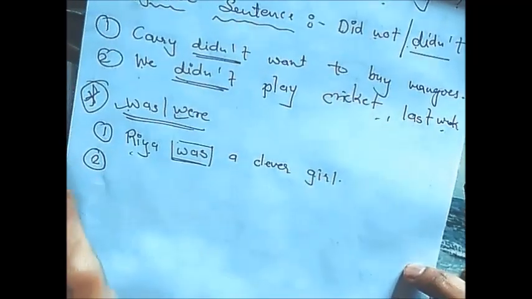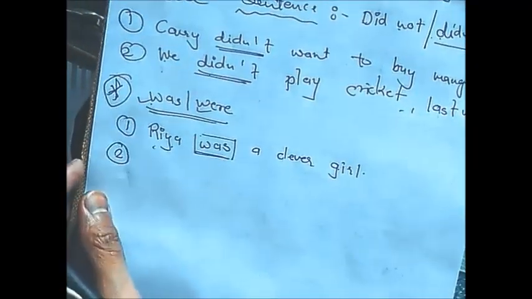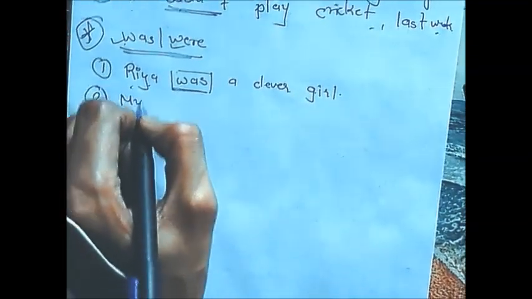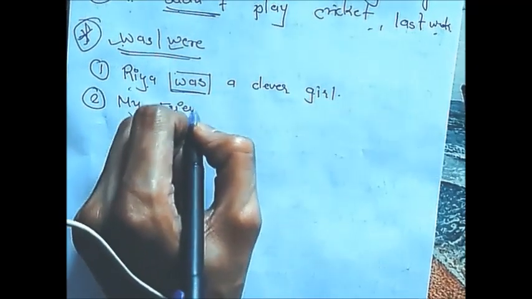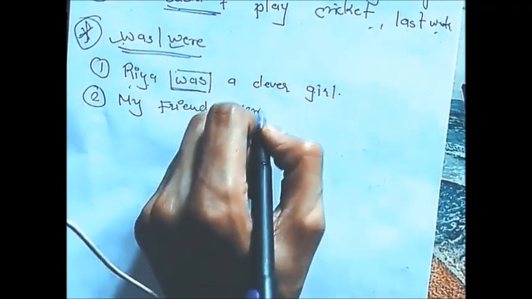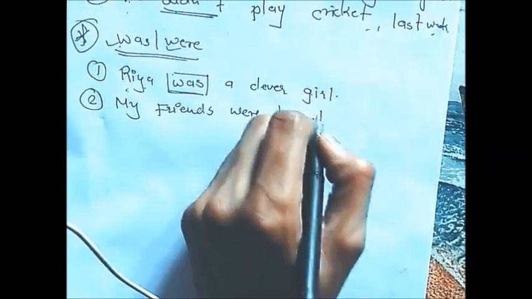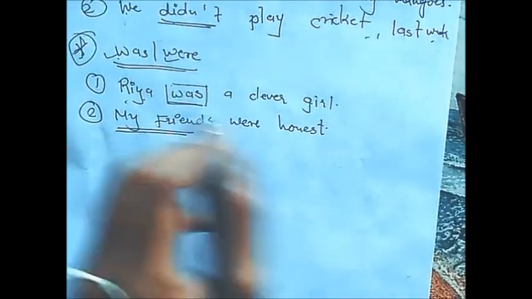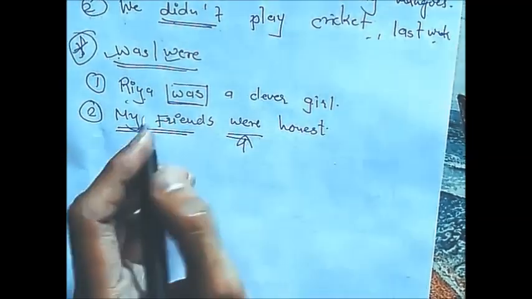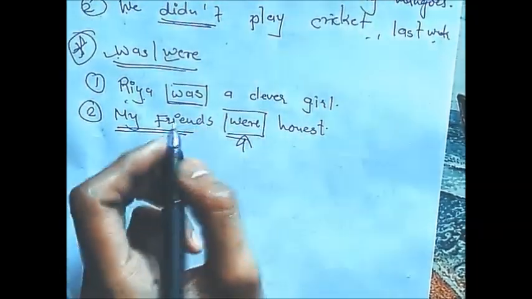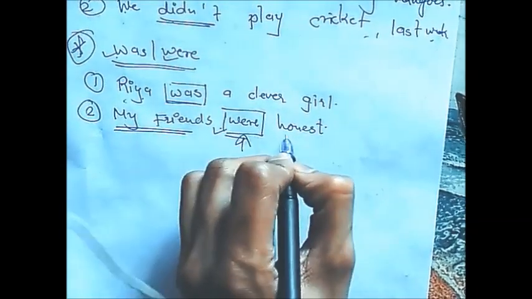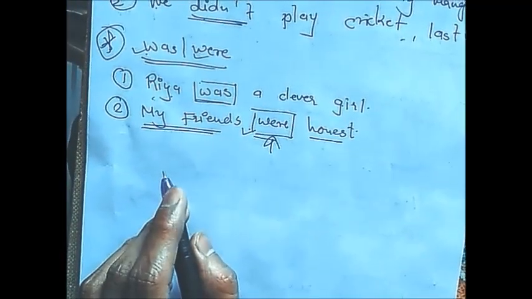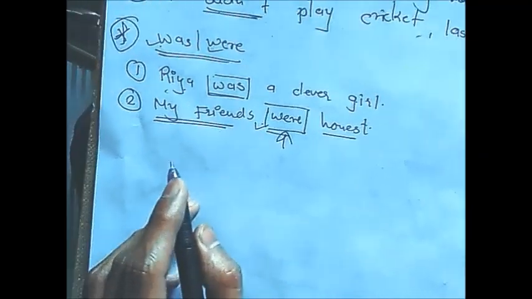Another example, my friends were honest. Here also the subject is there, they are my friends, but is any verb form there? No, there isn't any verb form. But here, yes, we can say that were itself is a verb, and honest you can consider as the other words. So this is how we can make sentences for simple past tense.